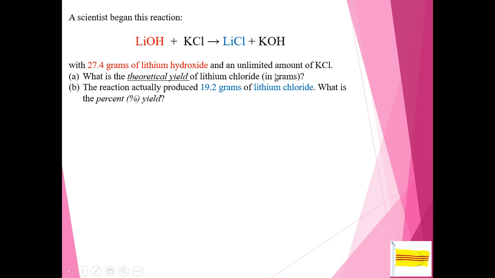Right away, I would encourage you, on your paper or whatever, to cross out reactants and products that aren't involved in a given problem. In this particular problem, you're concerned with lithium hydroxide and lithium chloride. So I don't really care for potassium chloride, so I'll physically cross that out there on my screen. I also don't care about potassium hydroxide on the product side because that's not involved in this particular example. So you're given 27.4 grams of lithium hydroxide, which is LiOH, and then part A asks you for the theoretical yield. Theoretical is just a fancy way of saying what you should be getting given a certain amount of starting point. Okay.